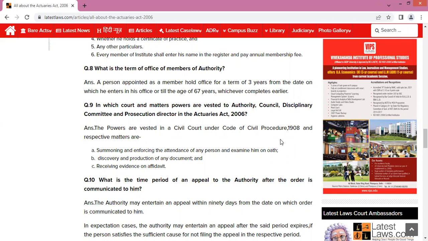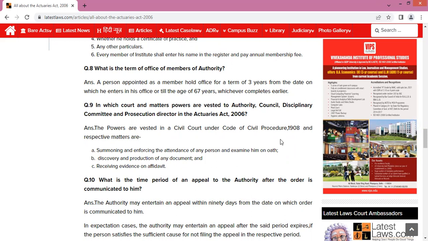And the Civil Code of Procedure 19 and respective matters, enforcing the attendance of any person and examining him. Like a doctor takes an oath, and an advocate takes an oath, so as an insurer or a member you should take an oath regarding that, because fraud companies are there, so it's required.